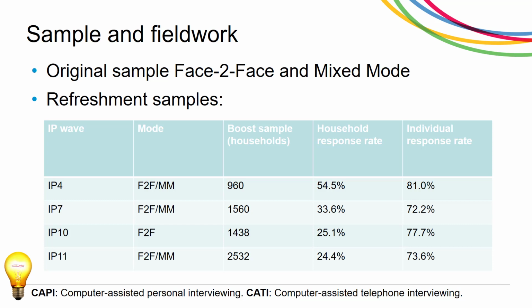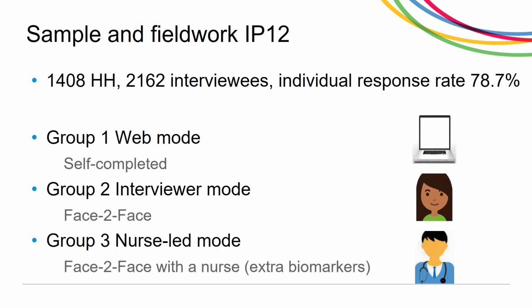This table shows you the method of collection, household boost sample and response rates by household and individuals within them. The IP12 sample totals 1,408 households and 2,162 interviewees, with an individual response rate of 78.7%. Due to the change in design and focus at IP12, all sample households were reallocated one of the 3 interview designs. The new allocation assigned households in equal proportion to the 3 modes: Group 1 self-completed online, Group 2 face-to-face with an interviewer, and Group 3 face-to-face with a nurse who collected extra biomarkers.